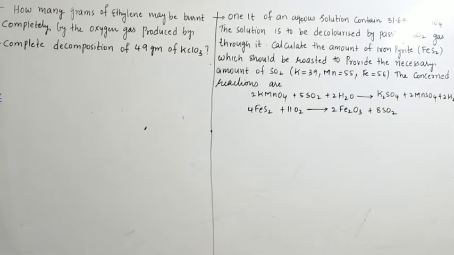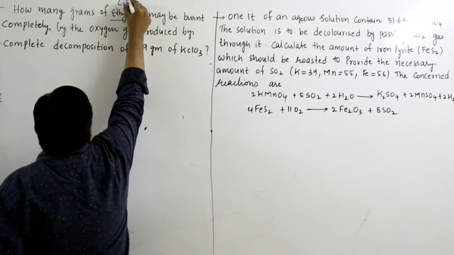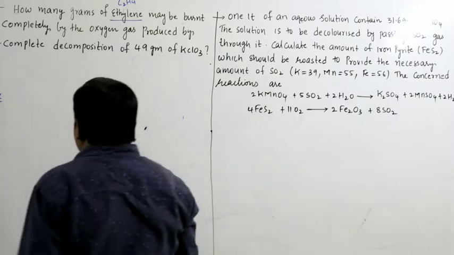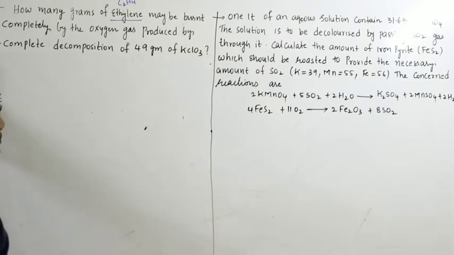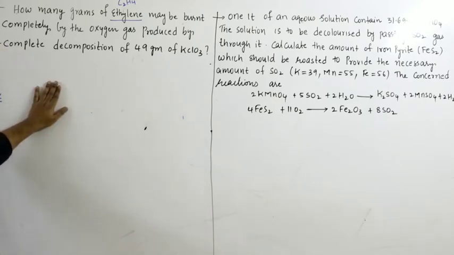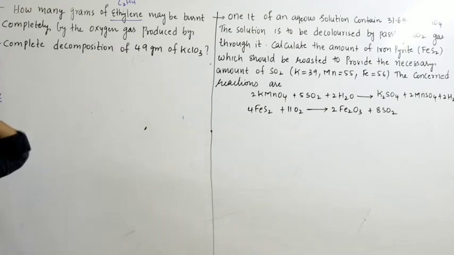How many grams of ethylene, C2H4, may be burned completely by the oxygen gas, that is nothing but O2, produced by decomposition of 49 grams of potassium chlorate, KClO3? Right? So there are two different reactions. Combustion of ethylene is one reaction, decomposition of KClO3 is another reaction.